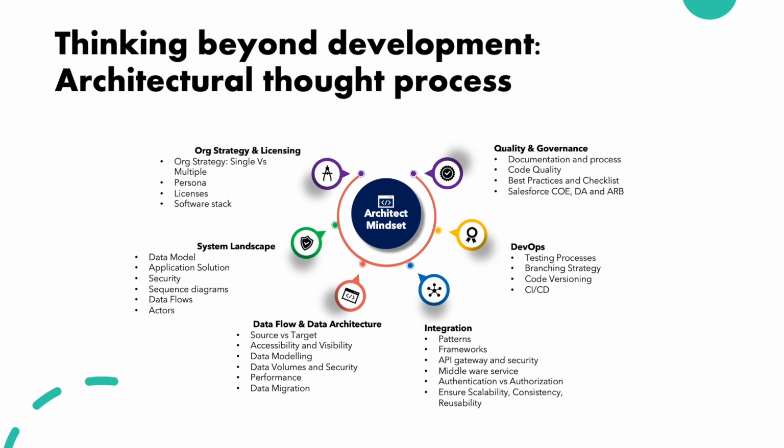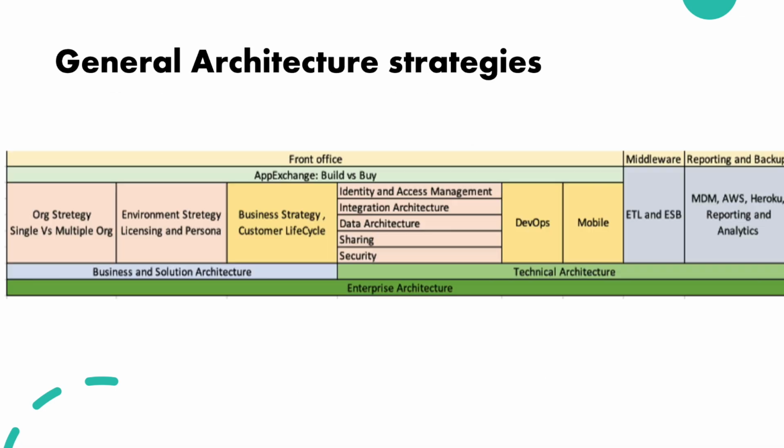And then quality and governance, which is very important, because over time, whenever you hand over the project to someone or someone is building on it, they forget things. So create a clear documentation process, code quality process, best practices and checklists. And if possible, if you have a budget, focus on a Salesforce COE and create a design authority and architecture review board. So you should think beyond the development for the architecture thought process.